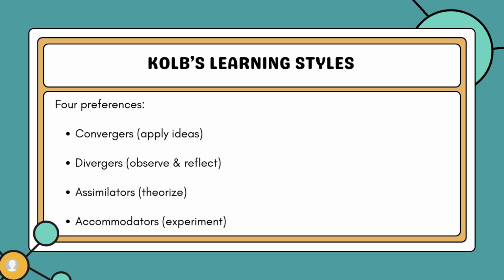Kolb's learning styles describe four ways people prefer to learn. Convergers like to apply ideas practically to solve problems. Divergers enjoy observing situations and reflecting on them from different perspectives. Assimilators prefer to understand theories and organize information logically. Accommodators learn best by experimenting and hands on experience. Recognizing these styles helps tailor teaching to meet diverse learner needs.